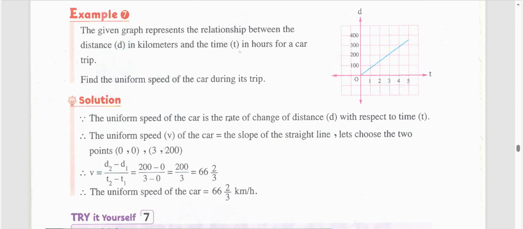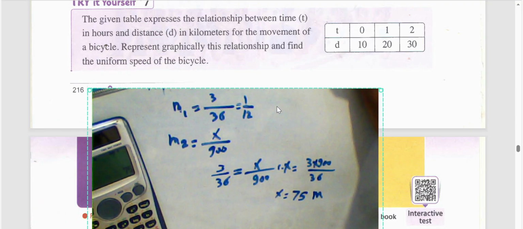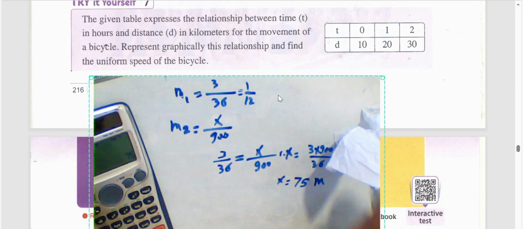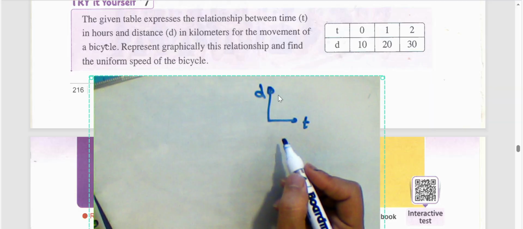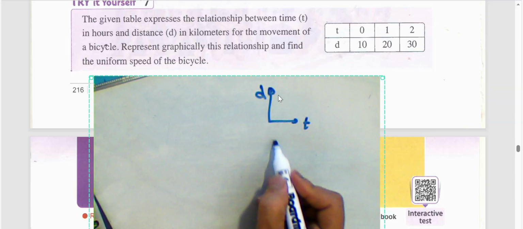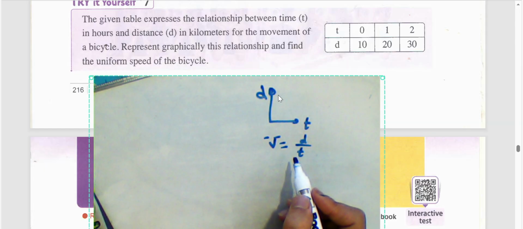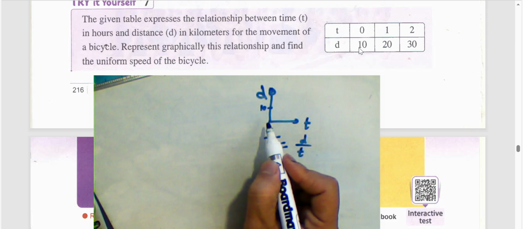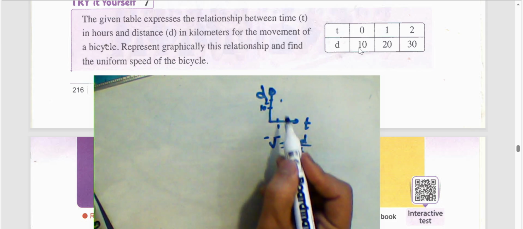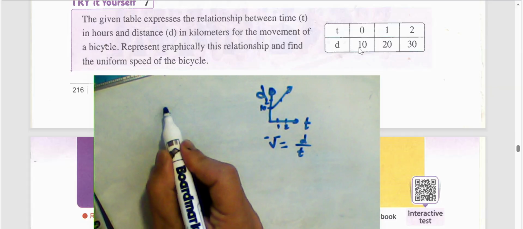We can also find the slope graphically. From this table, we can find the slope by choosing 2 points, T and D. We have here the distance and the time. We know the velocity equals distance divided by time. He gives me the table, time from 0 to 10, then 1 to 20, and 2 to 30, like this. He wants to find the speed.